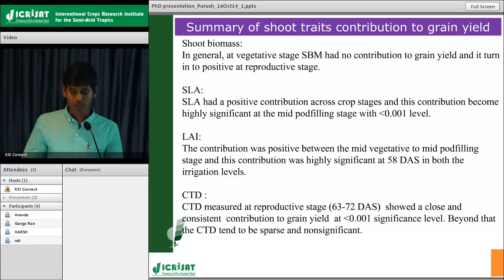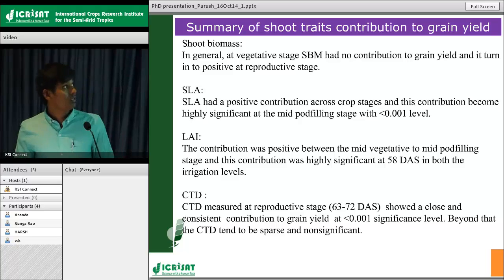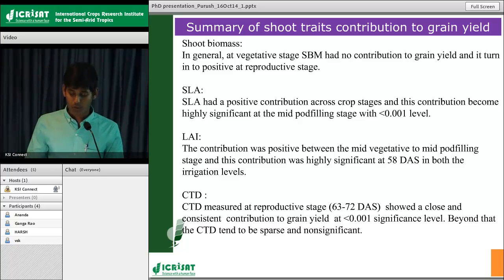In shoot biomass, the vegetative stage shoot biomass had no contribution to grain yield, in turn becoming positive at the reproductive stage. When it comes to SLA, it had a positive contribution across crop stages, and this contribution became highly significant at the mid pod filling stage at the 0.01 level.